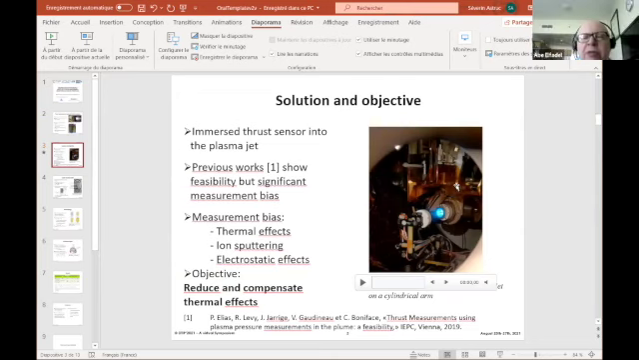Where is it placed? Here we can see the thruster in the actual photo of the device. Around it, there is the thrust pendulum, and the thruster is powered on. In front of the thruster, we have an arm which carries a diagnostic probe, and here we can put the thrust sensor.